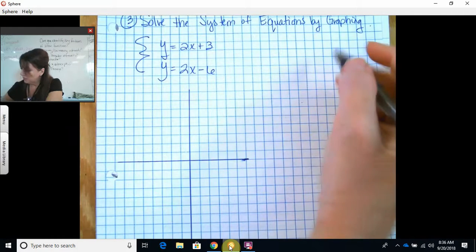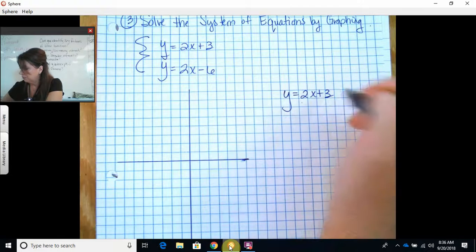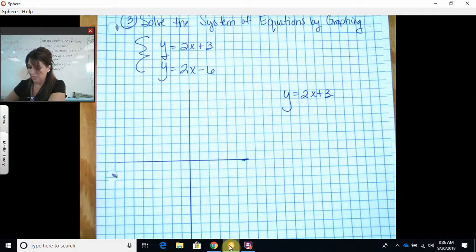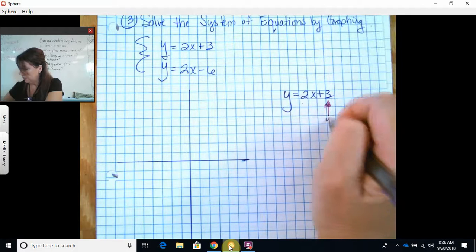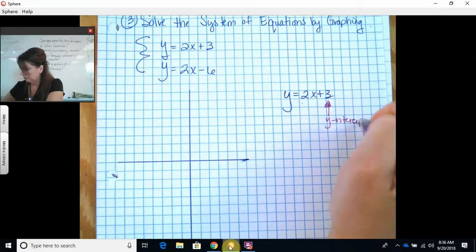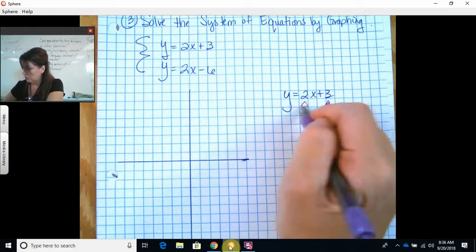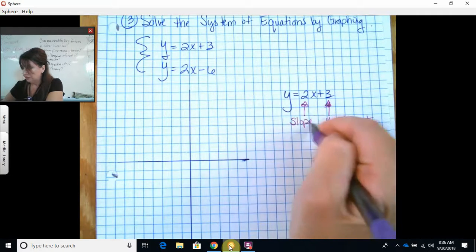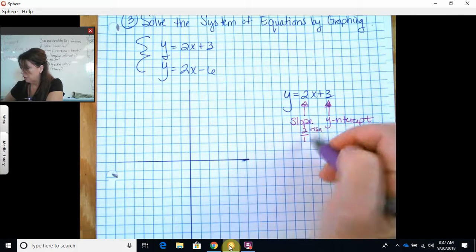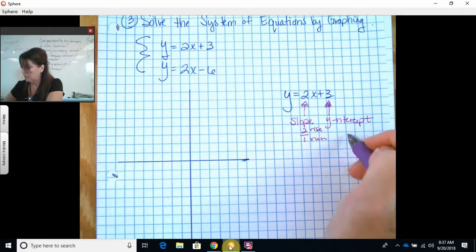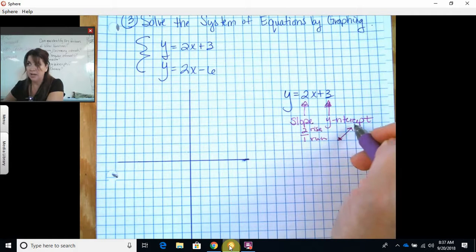Just so we have it in our notes and to review, y equals 2x plus 3. What is the y-intercept? 3. And you plot that first, okay? What is the slope? 2. And it's not a fraction, so remember that's the same thing as 2 over 1. 2 is my rise, 1 is my run, and it's a positive slope. So I know as x increases, my y has to increase, right?